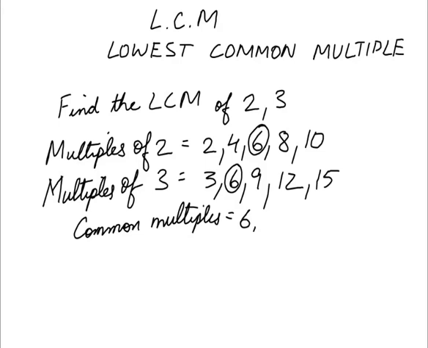10, no 10 here. But suppose we had 12 here, then we would have one more common multiple, that is 12. So you write that down here as well.